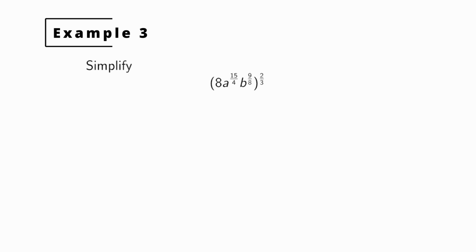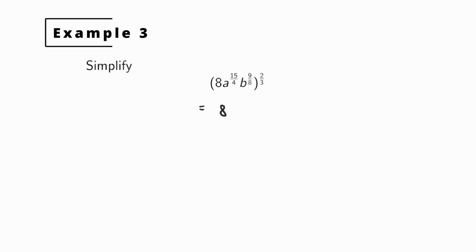Example 3. We have multiple factors inside the parentheses, and we're raising all of that to the 2/3 power. So what we'd like to do is raise each factor to the 2/3 power separately. Before we do that, it can be helpful when we have parentheses to check whether there is any simplification we can do within the parentheses first, before applying this exponent to each factor. However, there is no simplification inside the parentheses here.